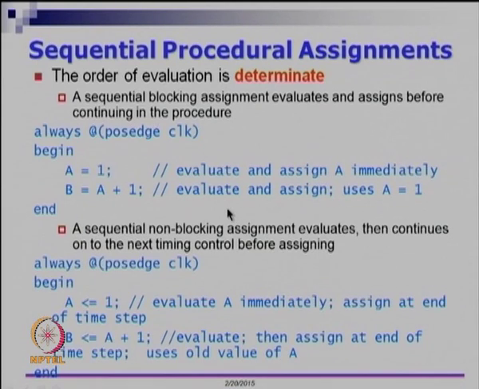So let us see the implication of all of these things. I have several examples from this slide onwards. Let us look at this always block: always at posedge of clock, A equals 1 and B equals 1. If you go by the procedure that I explained before, first of all these two are blocking assignments. Because this is a blocking assignment, the meaning of that is evaluate 1 and assign it to A immediately. So A is assigned immediately.